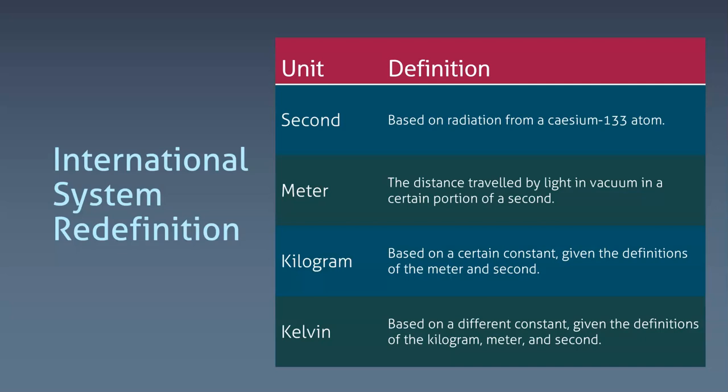The second has been defined in terms of radiation from a cesium-133 atom since 1967. When you hear references to atomic clocks, those devices are based on this type of cesium. Since 1983, the meter has been defined based on the speed of light in a vacuum. Kilograms are now defined based on a constant that relates the frequency of light to its energy. The constant has a very specific finite value, and in combination with our accepted definitions of seconds and meters, the definition of a kilogram can be found.